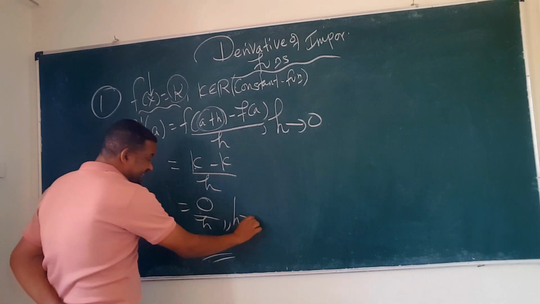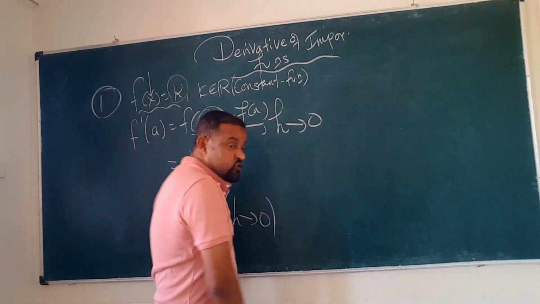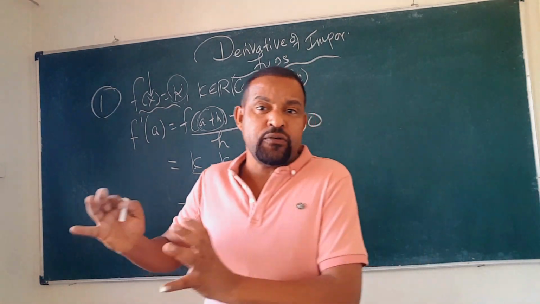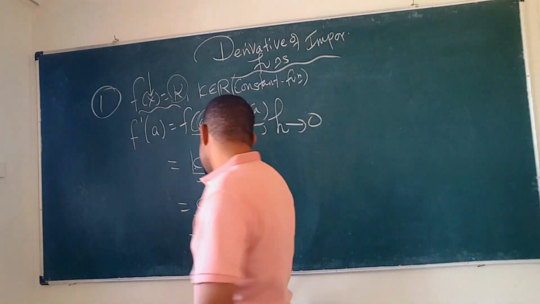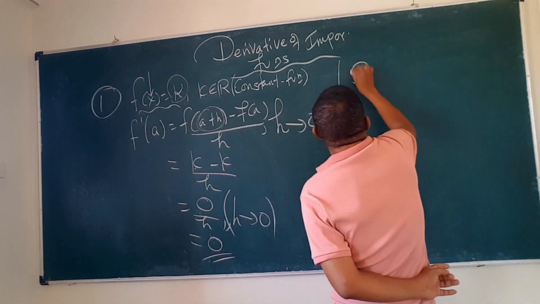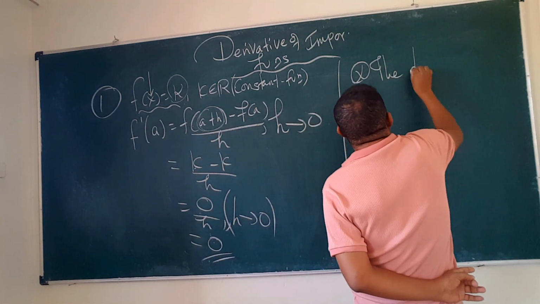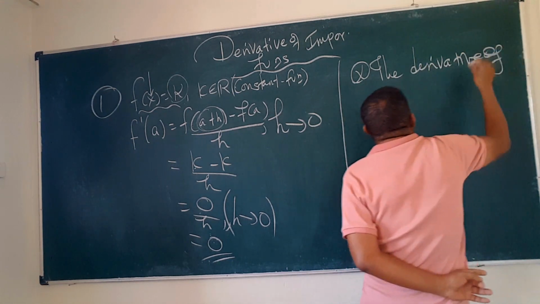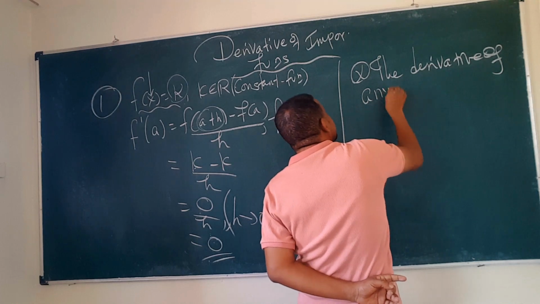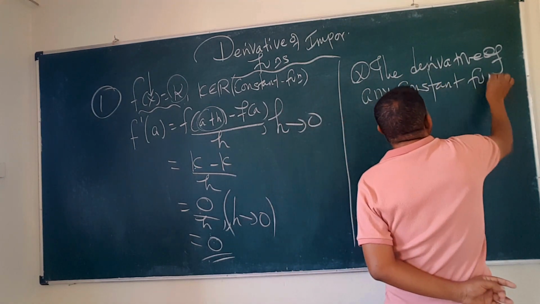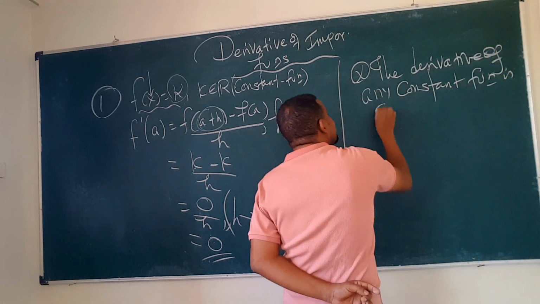You know that h is a number which is approaching 0 but not exactly 0. So this is 0. Therefore, the derivative of any constant function is what? 0.